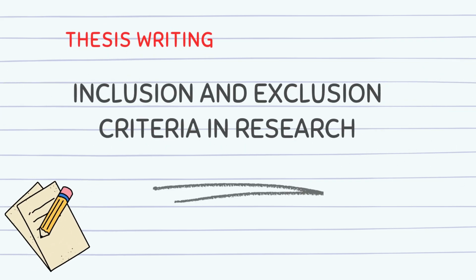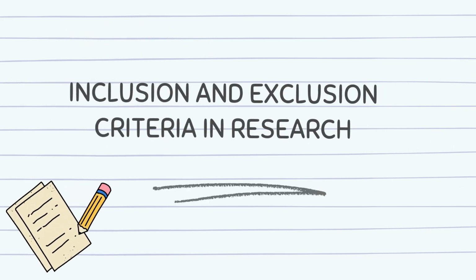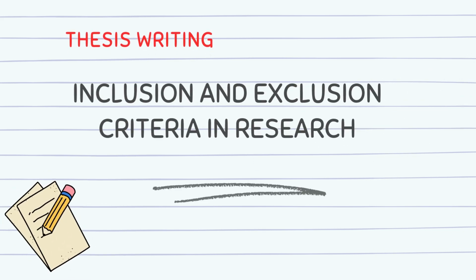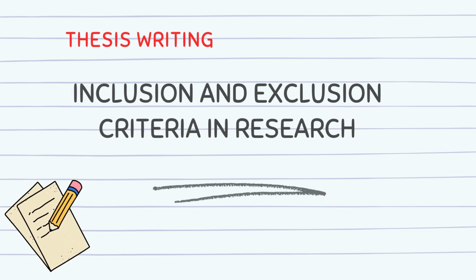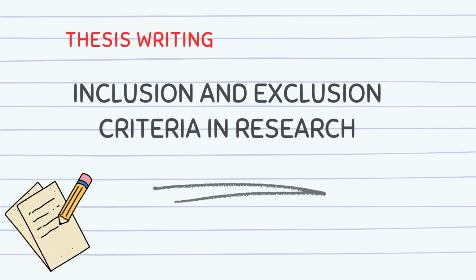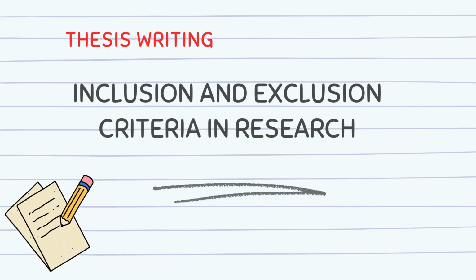It starts with your research question. Before you set these criteria, your research question must be clear. The criteria should directly reflect what your study is trying to find out. It helps narrow down the population. Inclusion and exclusion criteria narrow your population to make your study manageable and meaningful. This is especially useful when you can't study everyone.